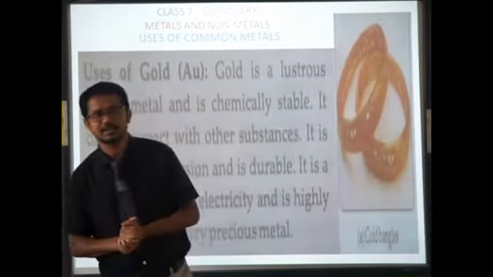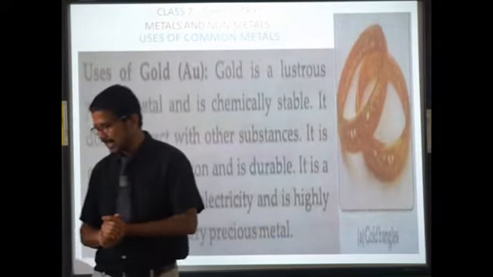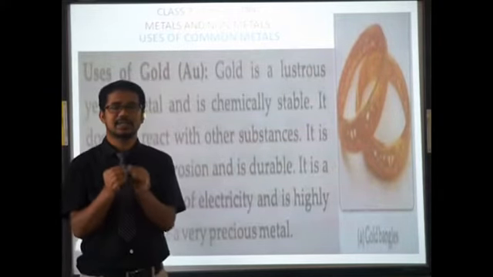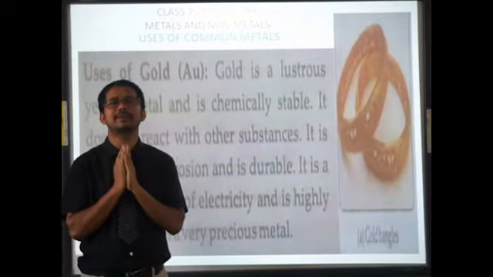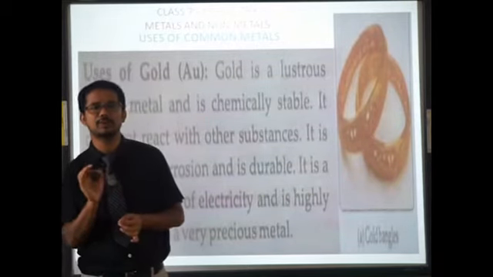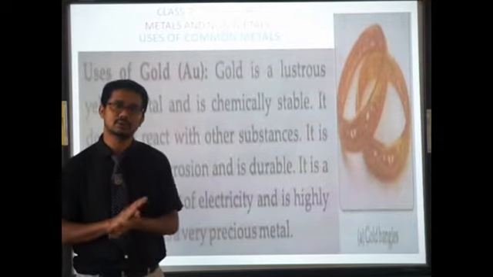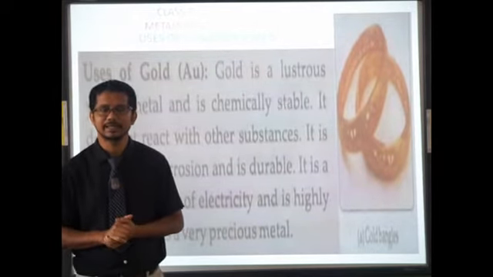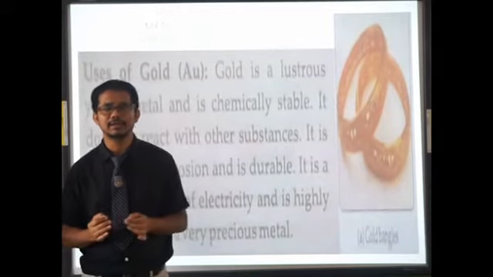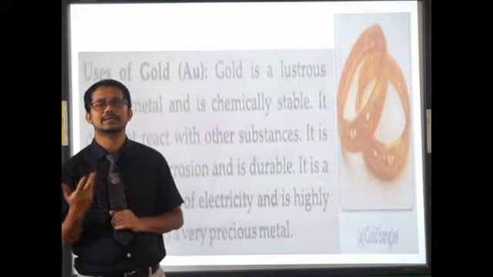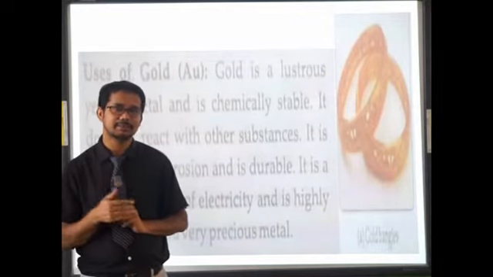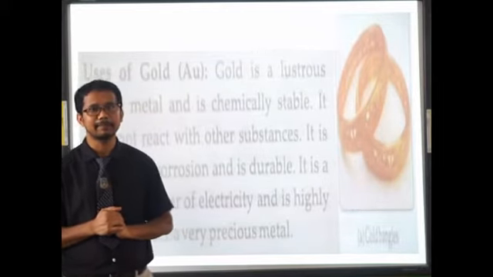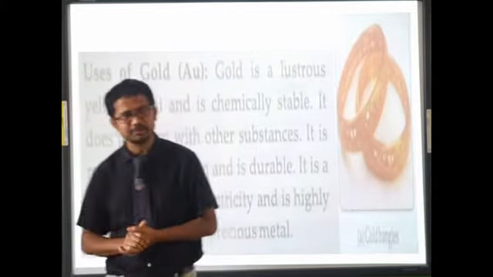So it is a good conductor of electricity and highly malleable. That means you can beat gold into a very thin sheet, even 0.0004 centimeter. That much thin sheet you can make of gold. That means gold is highly malleable. So among copper, gold, silver, and zinc, which is highly malleable? Gold is highly malleable. And it is a very precious metal.